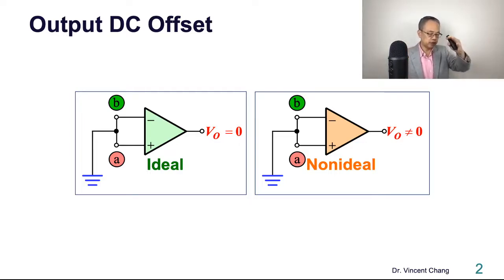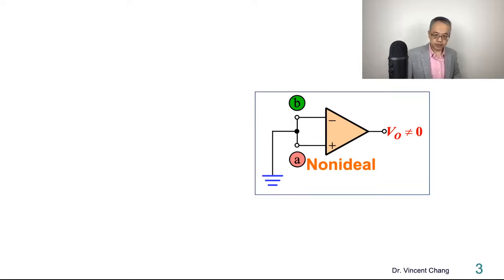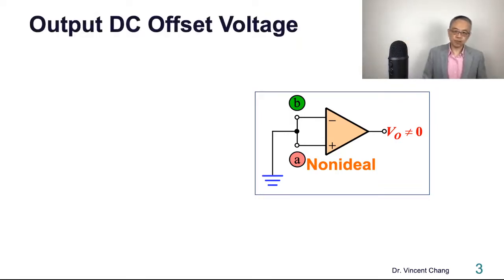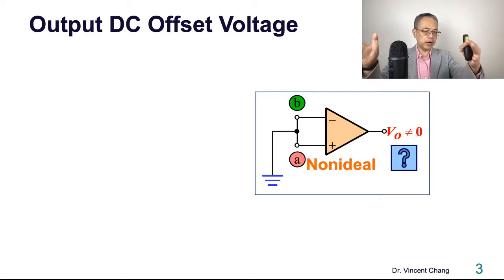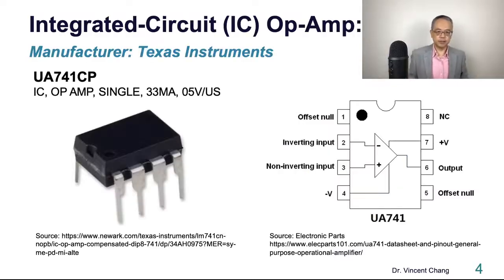Okay, so one of the DC problems that a real operational amplifier faces is the offset voltage issue. So for the real op-amp, the output won't be zero. So this kind of output is called the output DC offset voltage. Output, look at the title, DC offset voltage. So you might be wondering why this happened. All right. So before we talk about the why, let's just look at this.